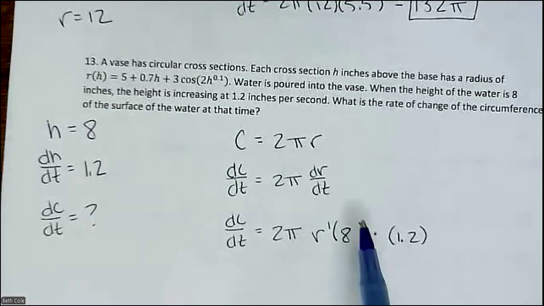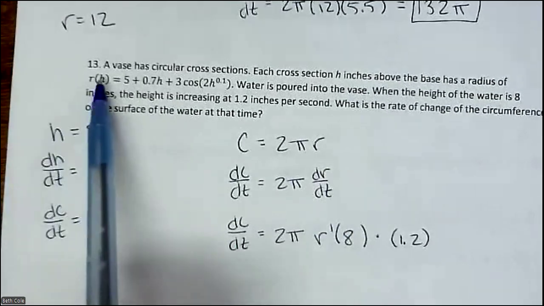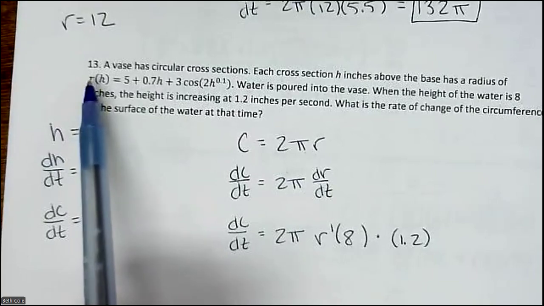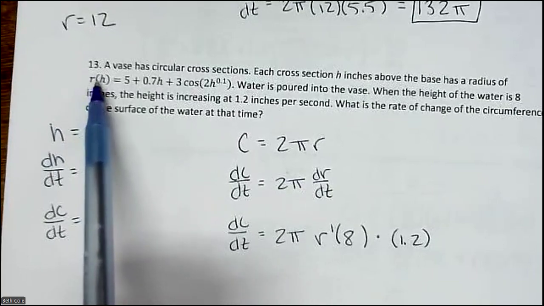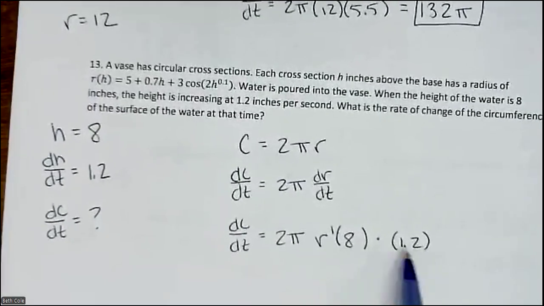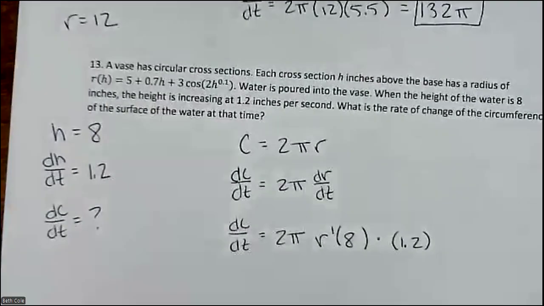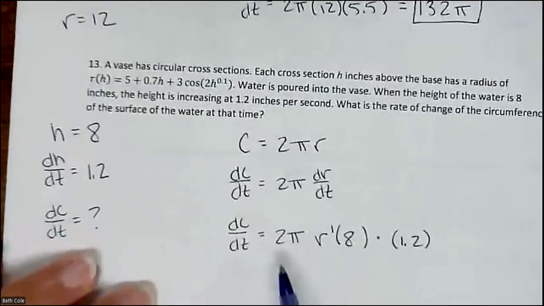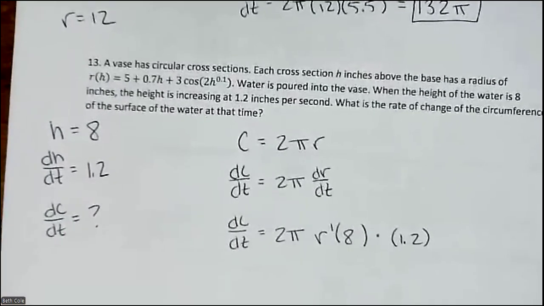But let me say it again. We need a dr/dt. We can do dr/dh, like r prime in terms of h, and they gave us h, it was 8, but then you have to chain on dh/dt. Are we all together? Okay, cool. That's what we want to put in our calculator. So I'm going to share my screen.